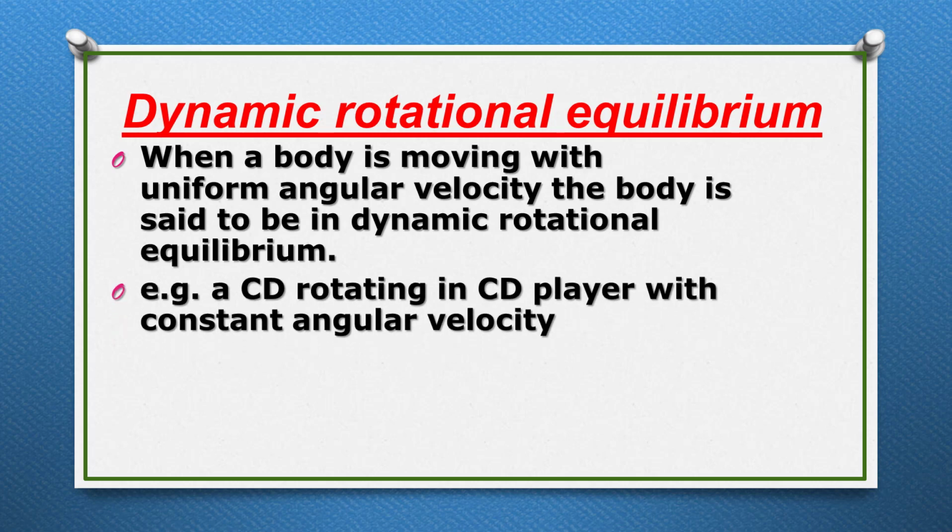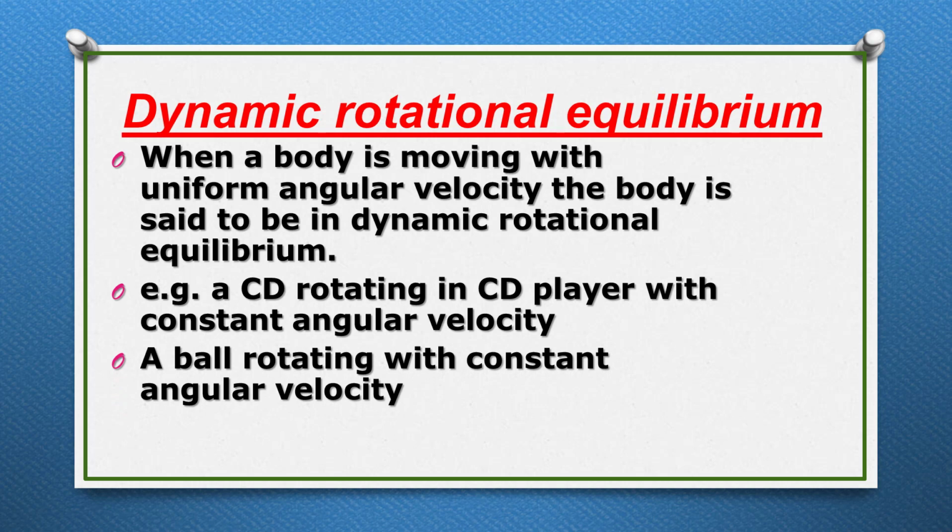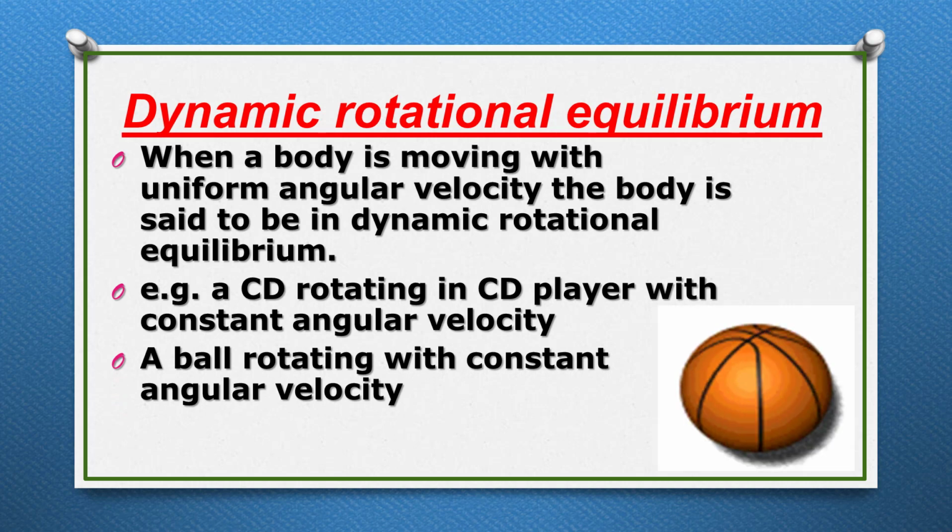For example, a CD rotating in a CD player with constant angular velocity will be in a state of dynamic rotational equilibrium. A ball rotating with constant angular velocity, you can see here that this ball is rotating with constant angular velocity. There is no acceleration produced, its speed is neither increasing nor decreasing. So there is no angular acceleration produced. Okay, the ball is in a state of dynamic rotational equilibrium because it is rotating with constant angular velocity.